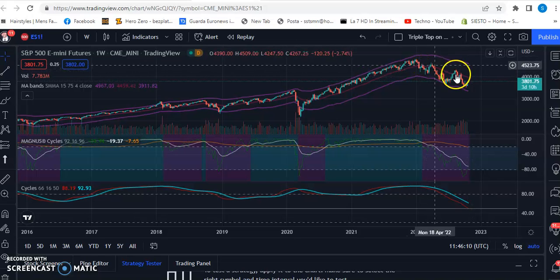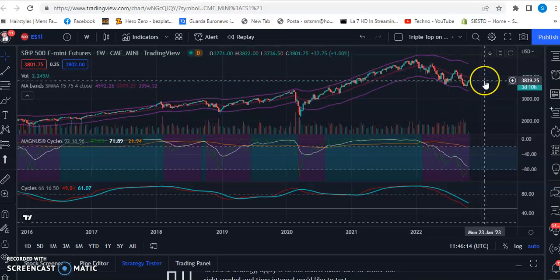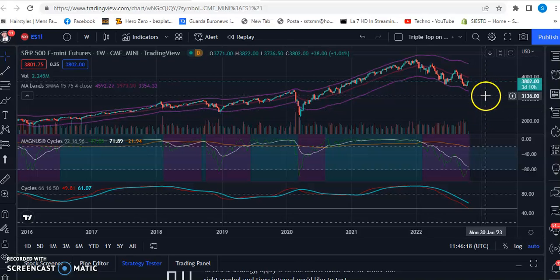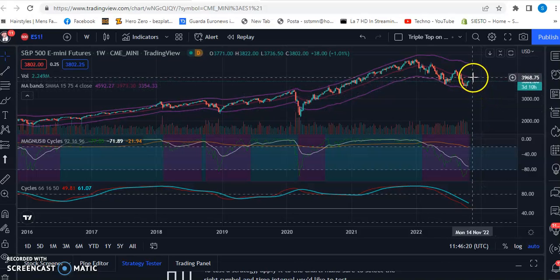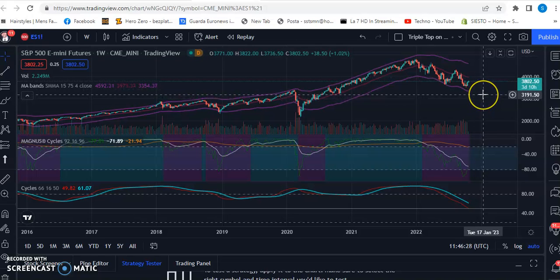Normally we experience at least 3 rebounds to the lower band once we are in a bearish trend. So right now, over the next days, we might see a rebound till the area at 4,000 US dollars, and then again down till this area around 3,000 points.